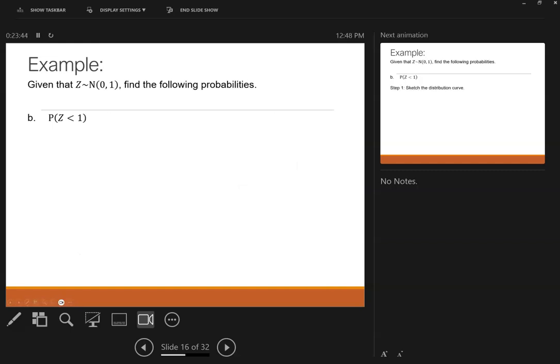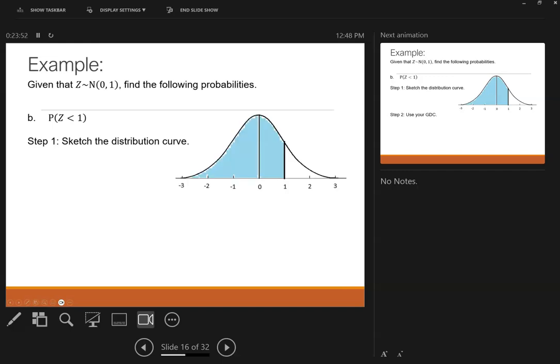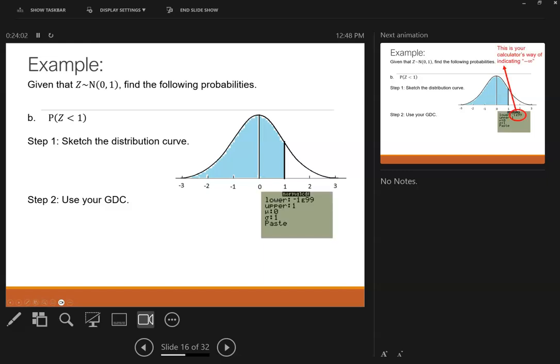Very similar. What if I do z is less than 1? So again, I'll start with the same standard normal curve. So I'll draw my curve. If I draw the boundary value, here's 1, and because it's less than, I'm going to shade to the left. Okay, let's go and enter this into my calculator.